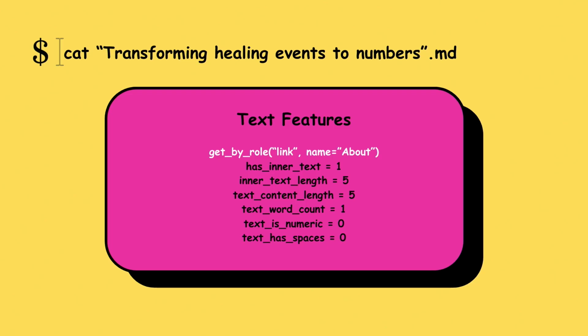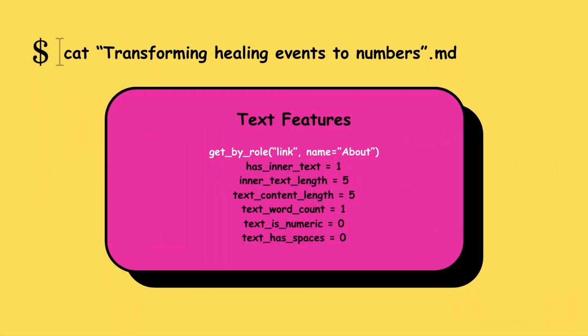The last category is the text features. The text features analyze the actual readable content associated with UI elements. Example, the text "about" for that link. Text content is often the most stable aspect of web interfaces, while CSS classes and DOM structure frequently change. User-visible labels like "about" tend to remain consistent.